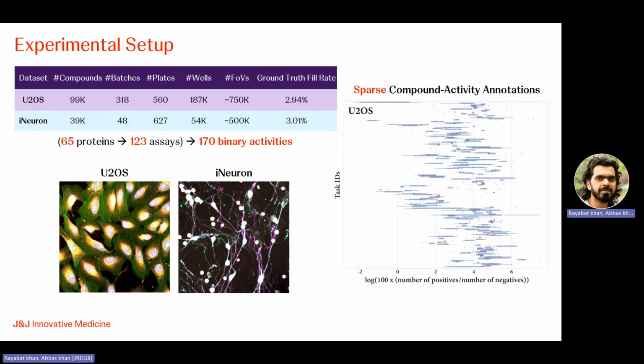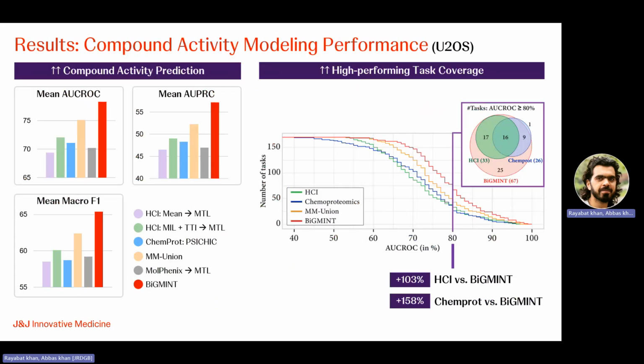We evaluate on two large-scale datasets, U2S with 99K compounds and iNeuron with 40,000 compounds. Both have under 3% label density, closely reflecting real pharmaceutical screening conditions. The results are clear. On U2S, BiGMINT outperforms all baselines across every metric, achieving a mean AUC ROC of 78.2%, which is a 10% gain over the best unimodal and 4.2% over the best multimodal method.